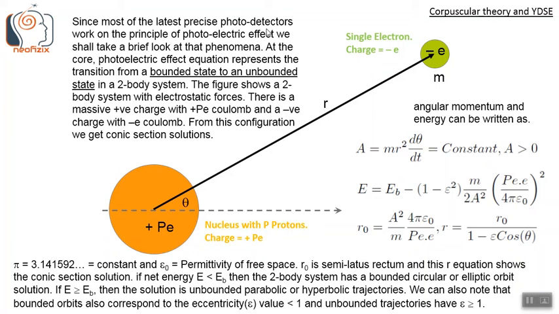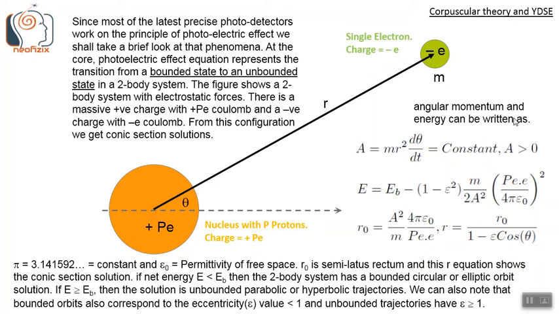Since most of the latest precise photodetectors work on the principle of the photoelectric effect, we shall take a brief look at that phenomenon. At the core, the photoelectric effect equation represents the transition from a bounded state to an unbounded state in a two-body system. The figure shows a two-body system with electrostatic forces. There is a massive positive charge, plus Pe coulomb, and a negative charge, minus e coulomb. From this two-body configuration, we get the conic section solutions.